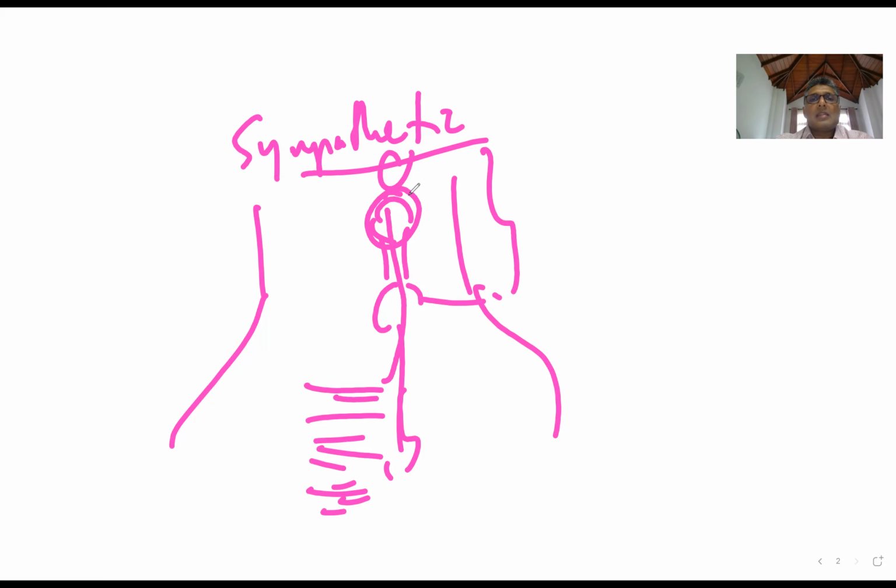But then there are certain ganglia in the neck in relation to the sympathetic chain. There is a ganglion called the uppermost ganglion, which is called the superior cervical ganglion. Superior cervical means neck. Superior cervical ganglion of the sympathetic chain. Then there's another one called stellate, and there are ganglia like that.